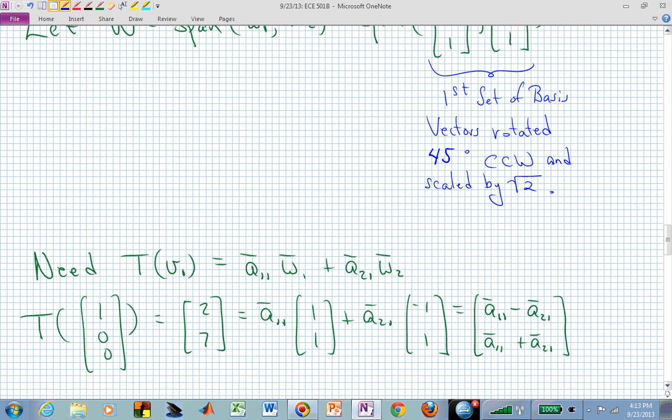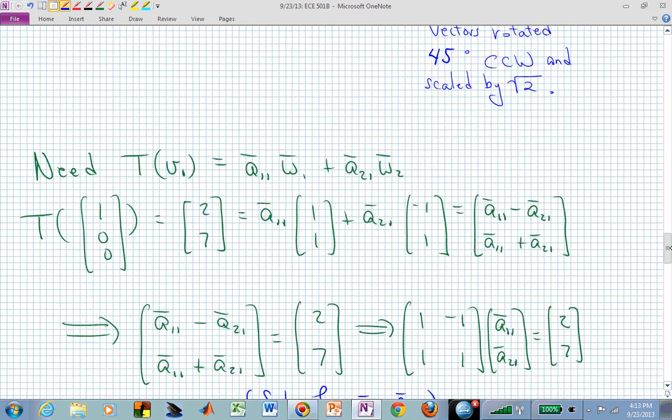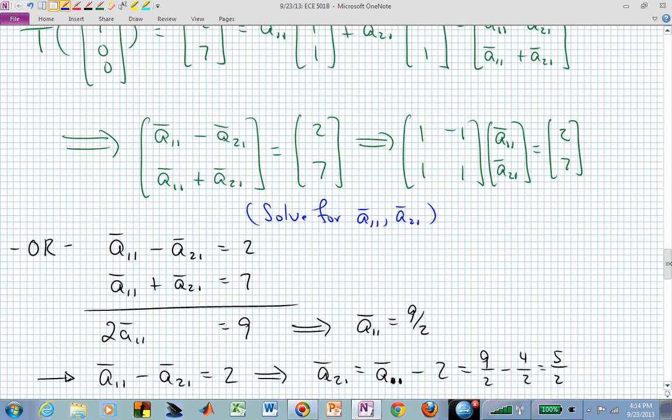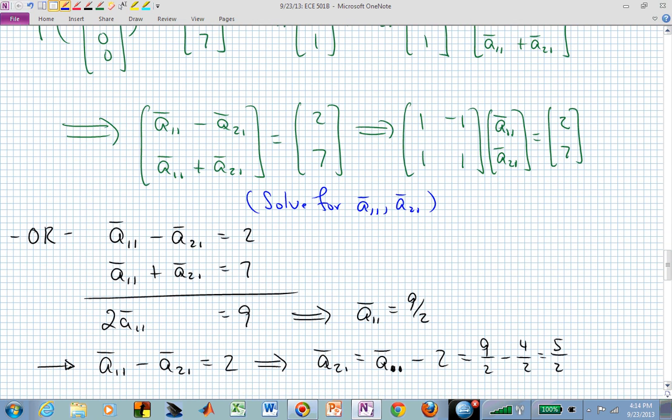And really all that's asking is it's saying you need to find these 2 variables based on these 2 equations. You can now say the top row, A11 bar minus A21 bar, needs to equal 2, and A11 bar plus A21 bar needs to equal 7. 2 equations and 2 unknowns. We could, if we wanted to, put that into the standard matrix form, or we could simply do this with some back of the envelope calculations where we have our 2 equations shown in black.